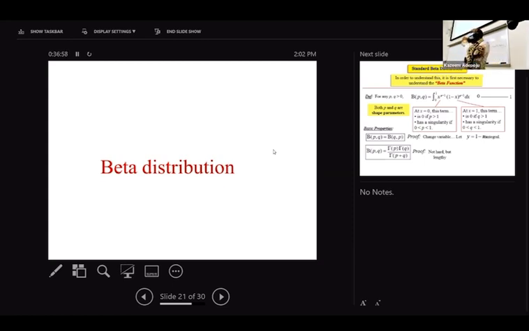Lastly, the final distribution we want to talk about on the continuous type is the beta distribution. Every distribution we've been working on has not been targeting proportions or percentages. When a random variable is a percentage or proportion, how do we model that? Then we use what we call the beta distribution.